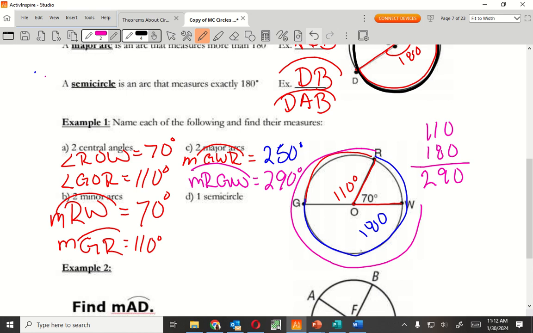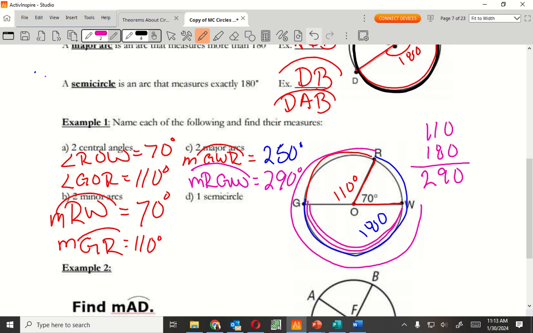All right, and... Okay, since I haven't picked on you yet, you said G, O, W. That's the line, right? I only want the crust. Because G, O, W is the angle. I want just the crust. G, W. Okay? Just G, W right there.